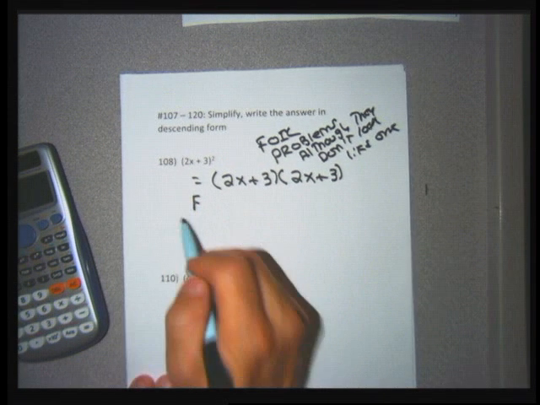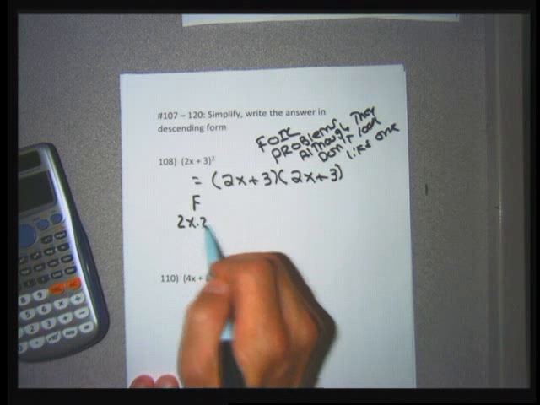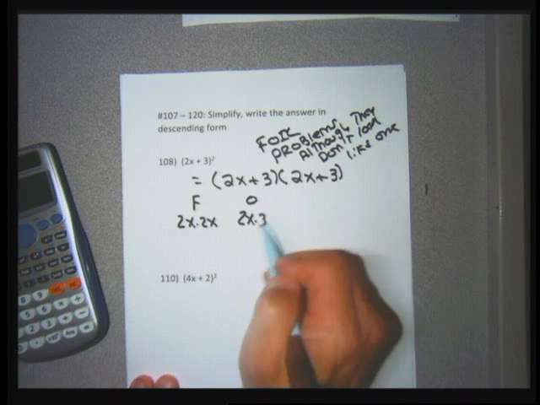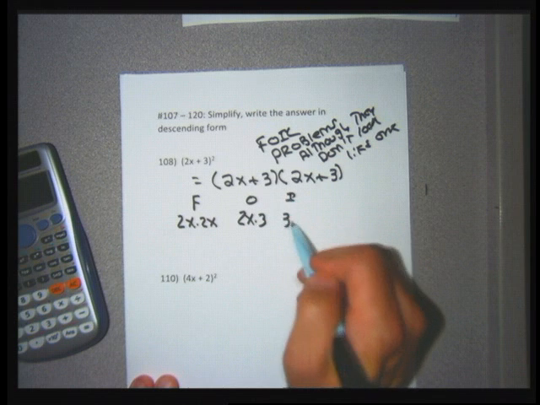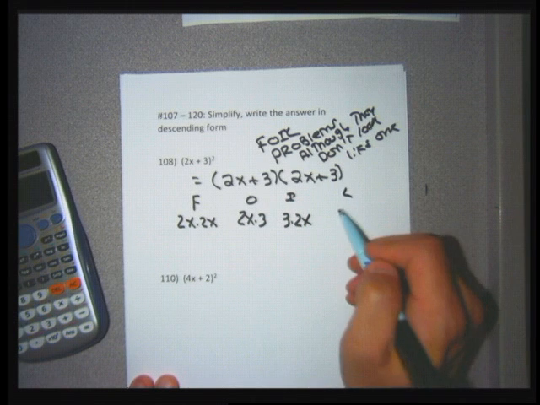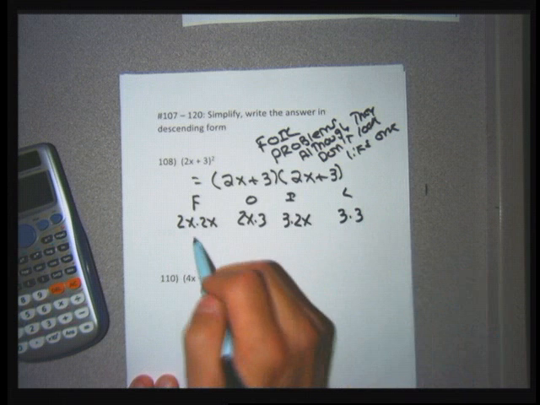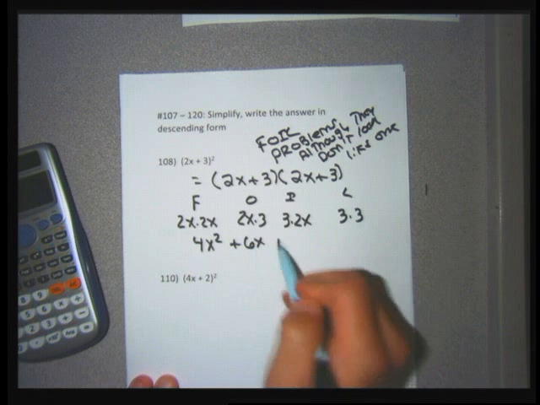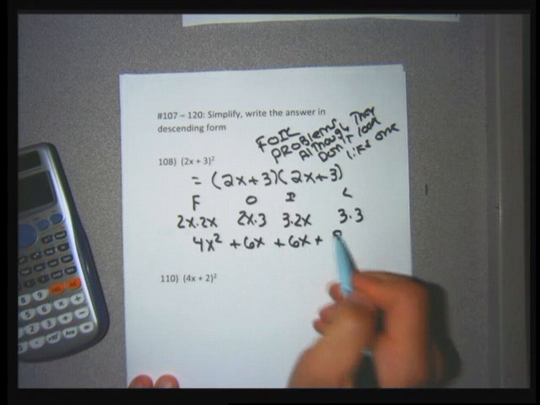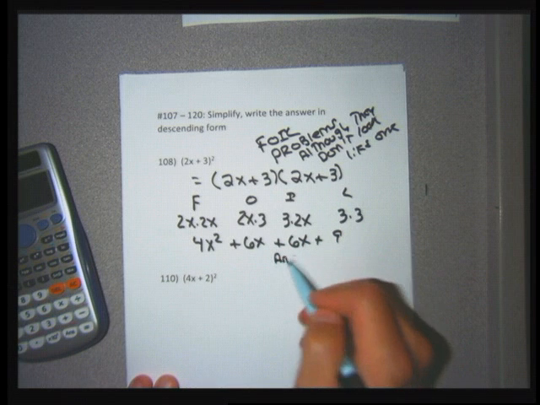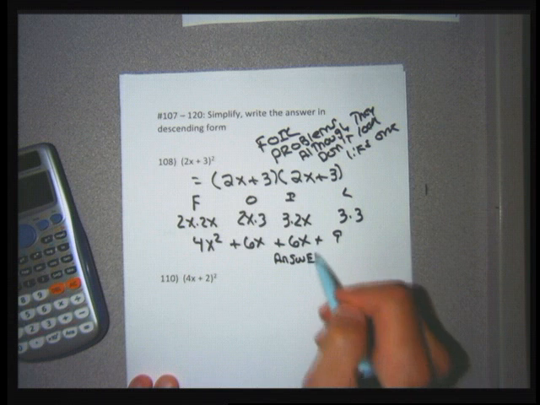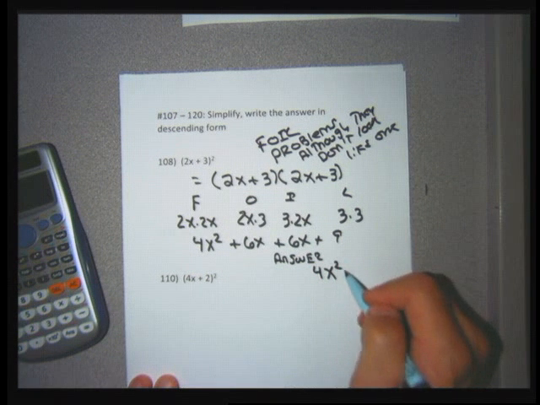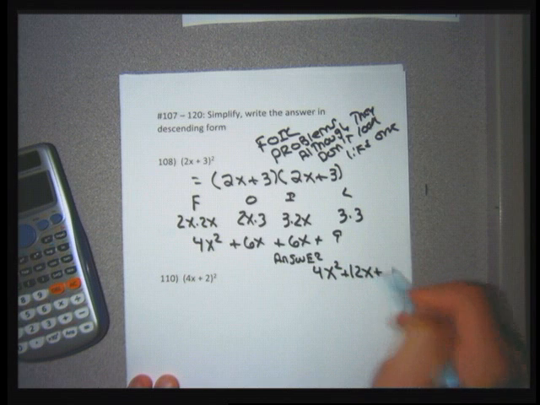So now I'm going to FOIL. It's going to be 2x times 2x for my firsts. My outers are going to be 2x times 3. My inners are 3 times 2x. My lasts are 3 times 3. So this is going to be 4x squared plus 6x plus 6x plus 9. If I didn't rewrite it and I did the firsts and the lasts, I missed the 12x in the middle. My answer is going to be 4x squared plus 12x plus 9.